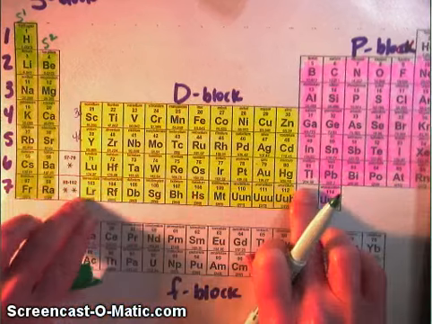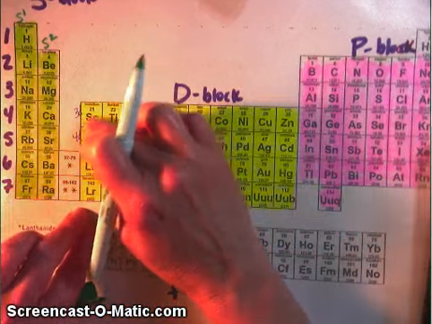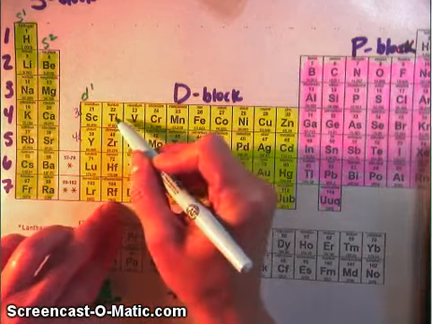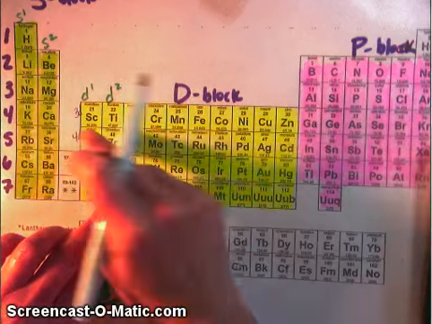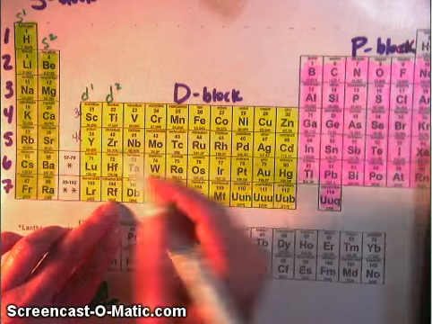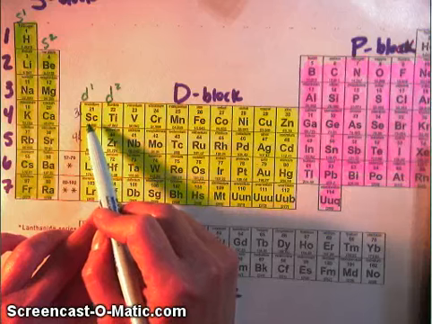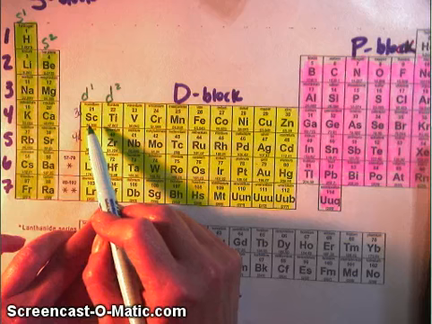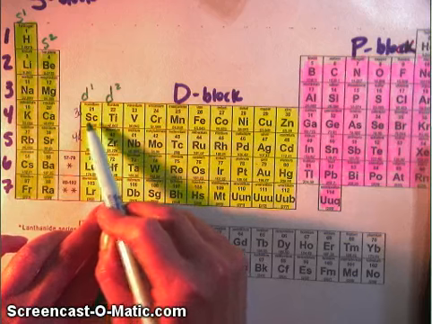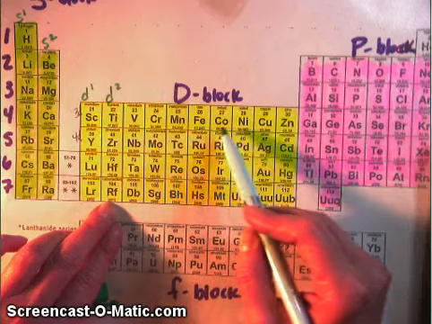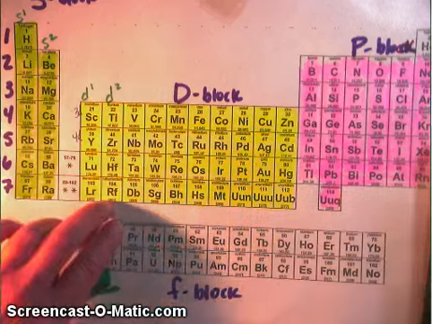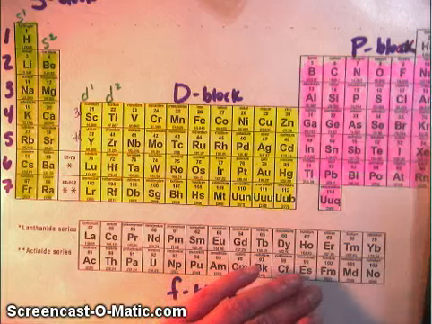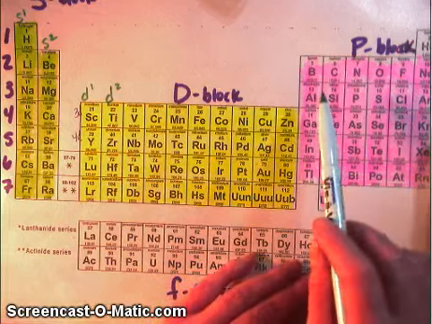The D block, any of these atoms that are in the scandium group are going to end in d1, titanium, d2, etc. And you'll notice if you count across from left to right in the D block, you would expect it to be able to hold 10 electrons, and if you count across 1, 2, 3, 4, 5, 6, 7, 8, 9, 10.